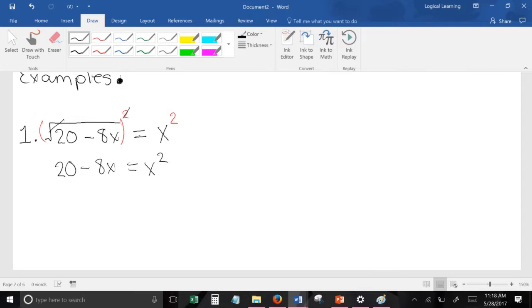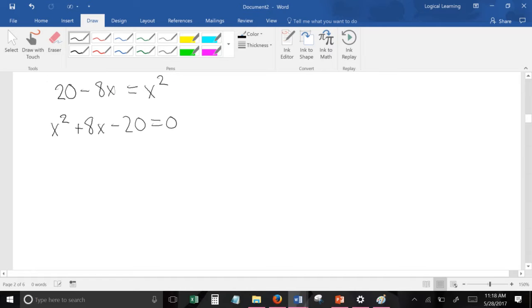Well, now, if we move everything to the same side, by adding 8x to both sides and subtracting 20 from both sides, we're going to get x squared plus 8x minus 20 is equal to 0. And now what we have is a quadratic equation. So we already know how to solve those. If you don't, check out my videos on solving quadratic equations.